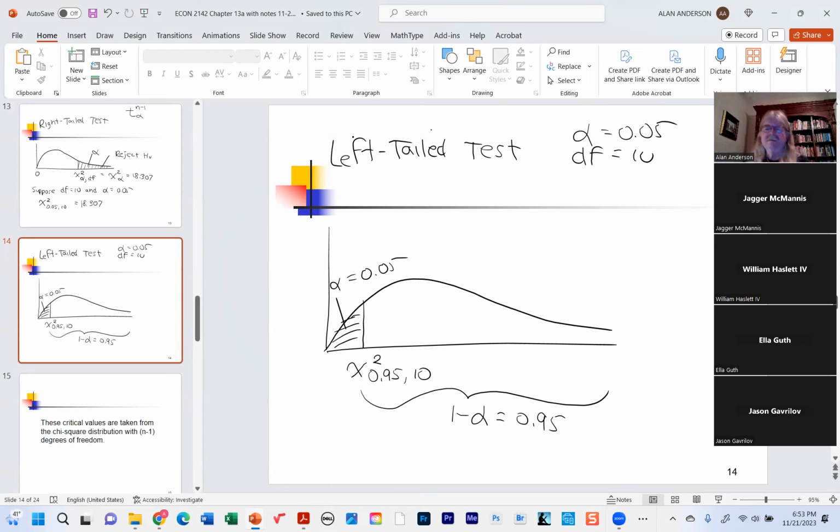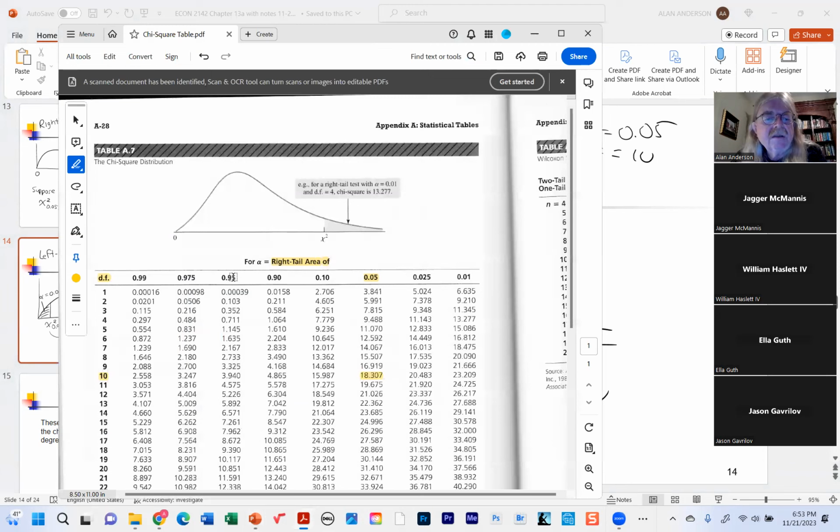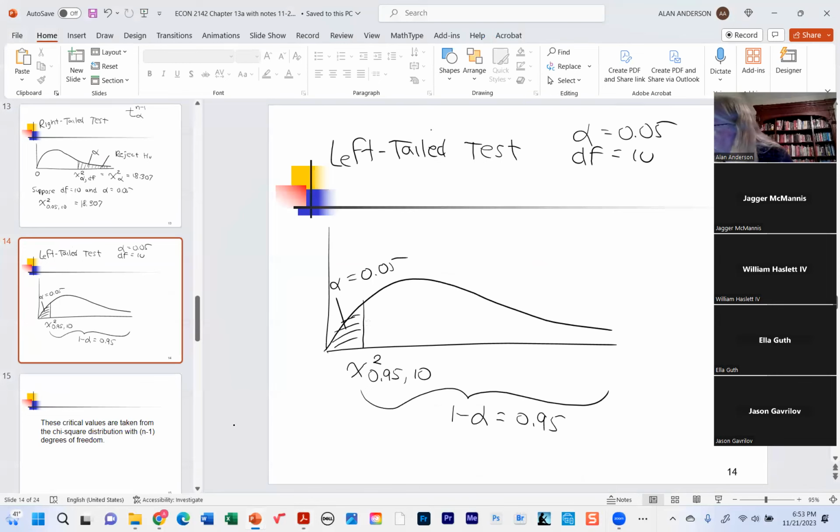So we go back to the table. And now we look in this column, because 95% is in the right tail, so that 5% can be in the left tail. And then we end up with 3.94. That is our critical value. Anything smaller than that means we'll reject the null.